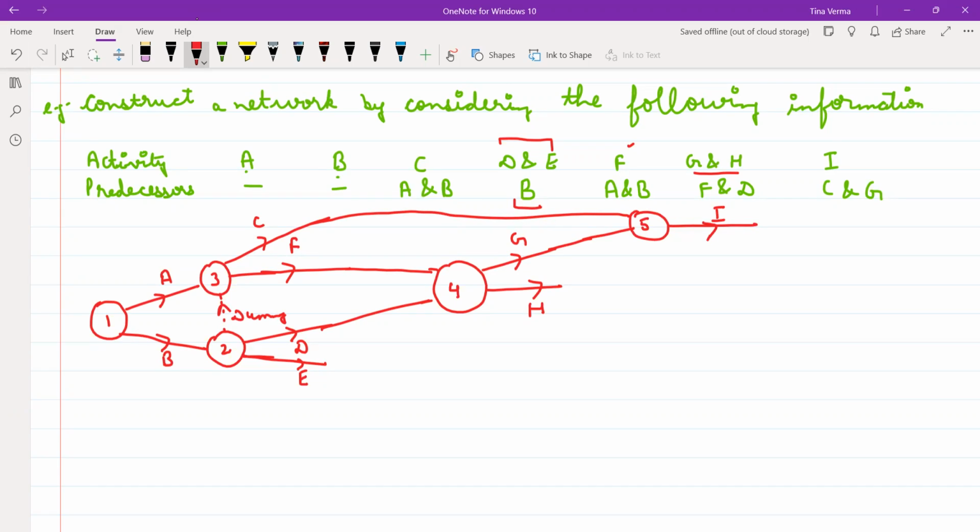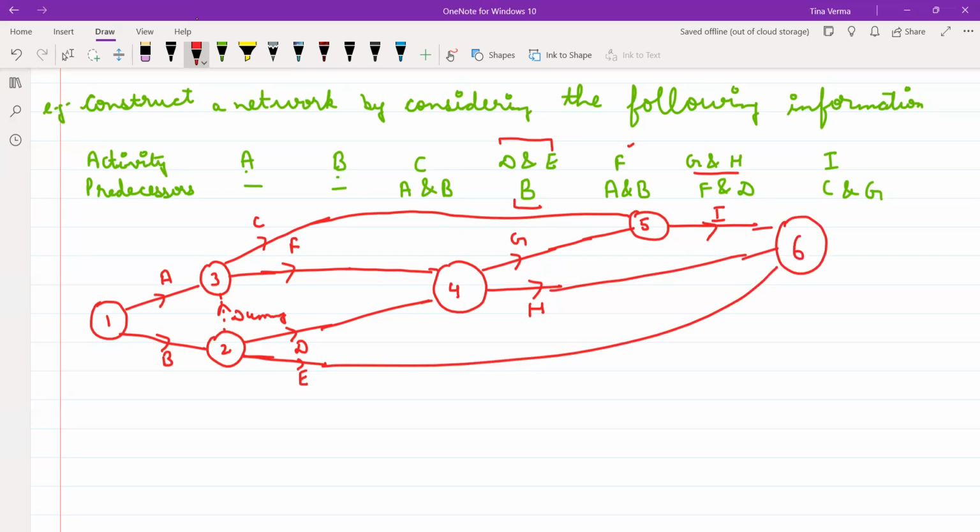No, because there should be a unique destination. So all of these are endings. So you can club them all over here, and this is your last destination node. Is it clear? Yes or no? Any doubt? We will construct one more network.